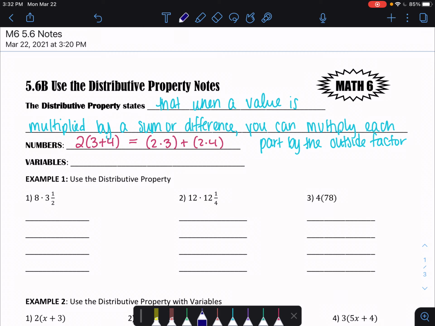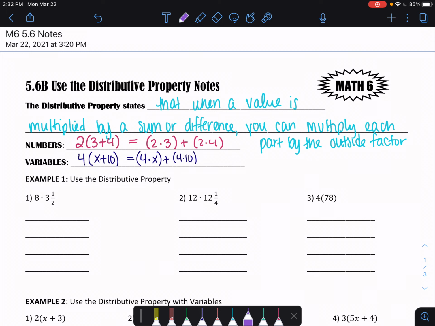Then in your homework, I had you try some that had variables attached to them. So in your homework, the one that we saw was 4 times x plus 10. We could write that as 4 times x plus 4 times 10.